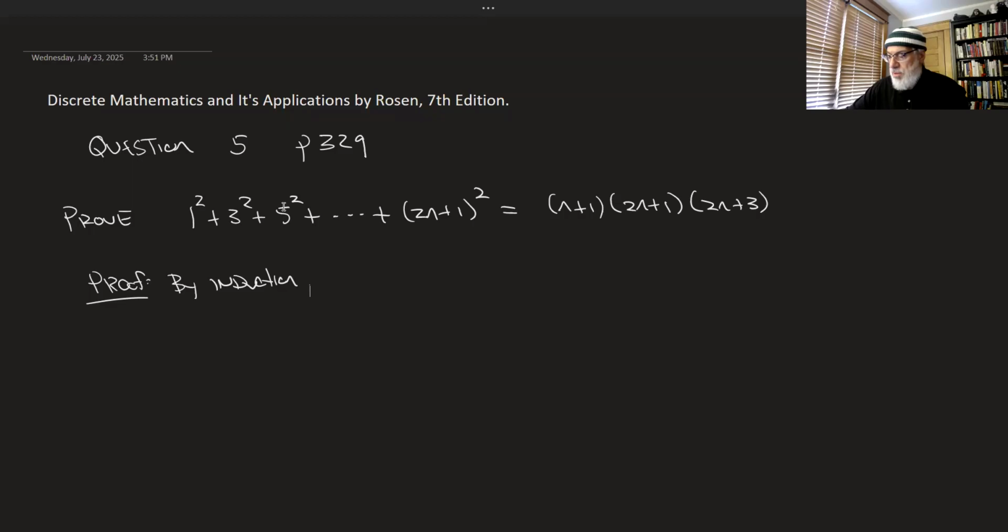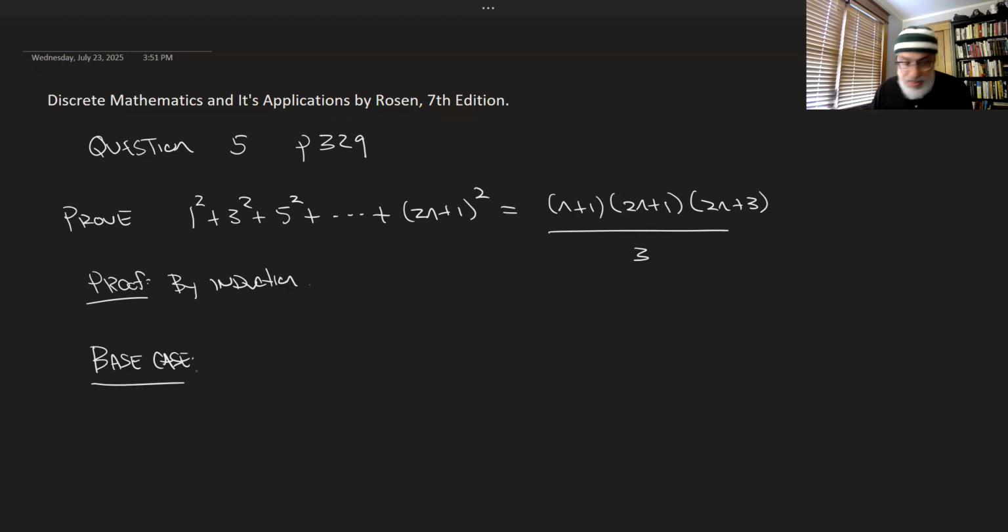So we're doing another problem by Rosen in Discrete Mathematics and Its Applications. We're going to prove by induction that the sum of the squares of odd integers is equal to this expression over here. I forgot to put over 3. All right, so we're going to do this by induction, which means we have to set up a base case.